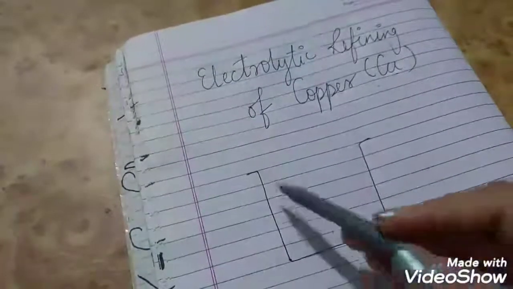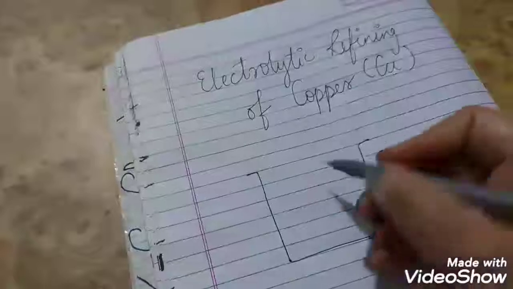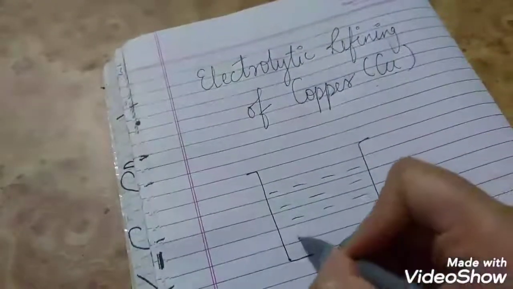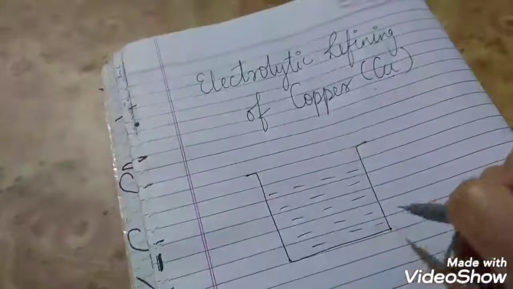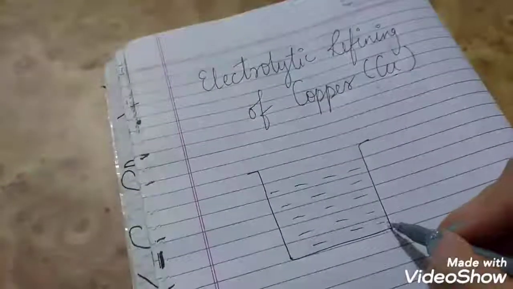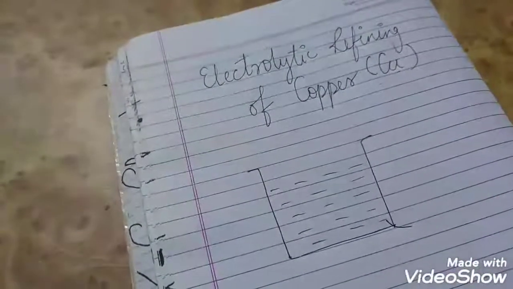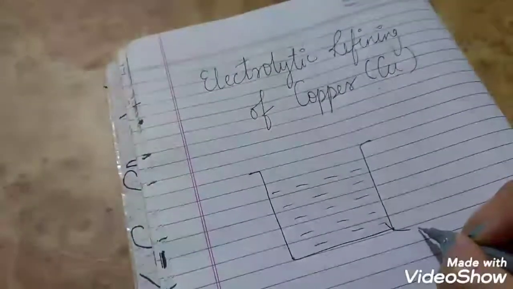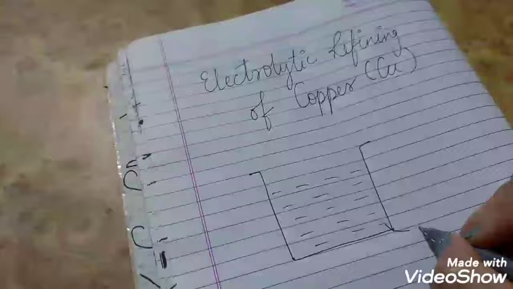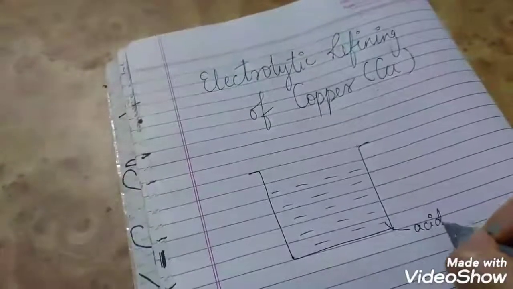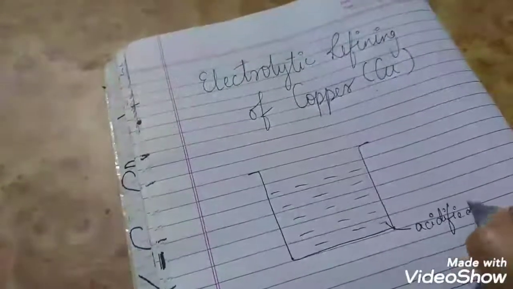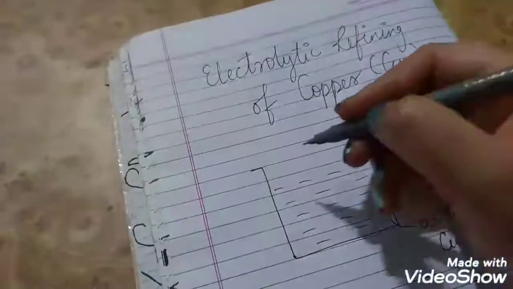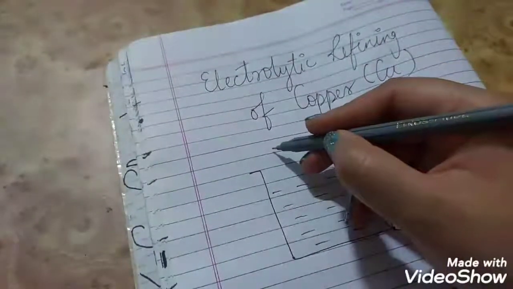So this is your electrolytic tank for the refining of copper metal, and then we have a solution here which is known as the electrolyte. The electrolyte for the refining of copper metal will be acidified copper sulfate. Now acidified copper sulfate means the copper sulfate is mixed with some dilute sulfuric acid. So this is acidified copper sulfate solution. Then there are two rods which are the electrodes.